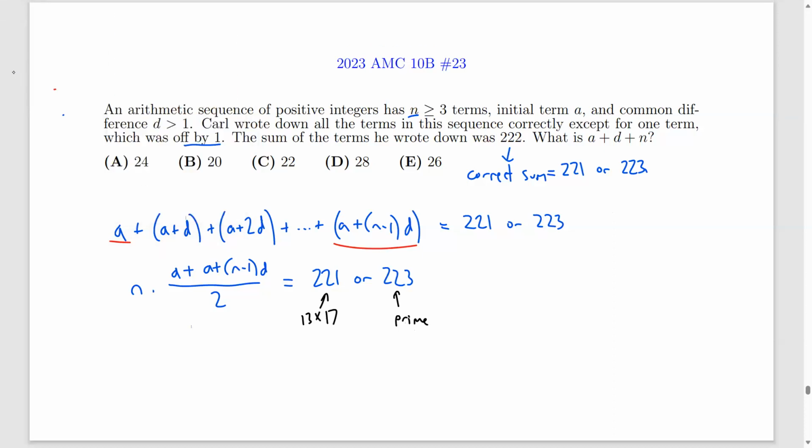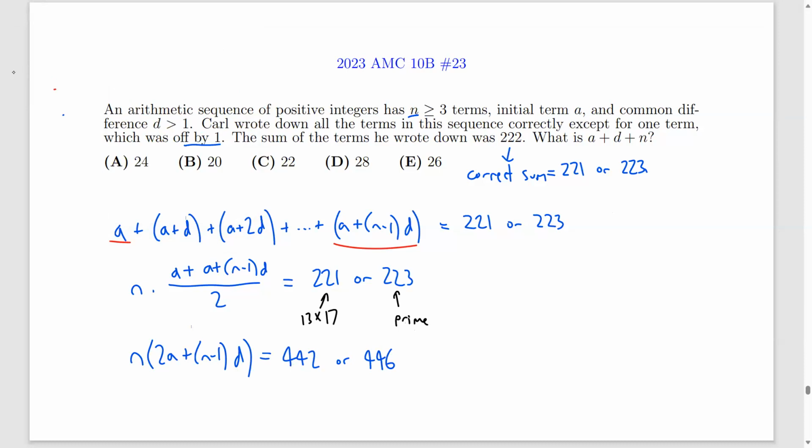So let's multiply both sides by 2 to get rid of the fractions. So I have n times, and then a plus a is 2a, so n times (2a plus (n minus 1) times d) has to equal 442 or 446.